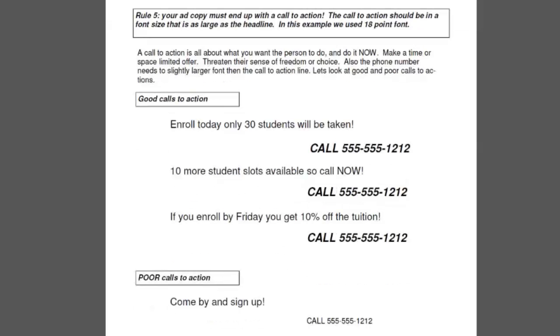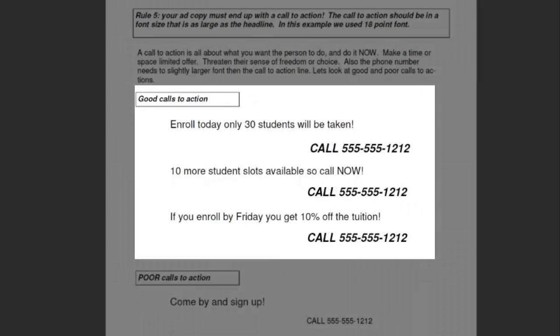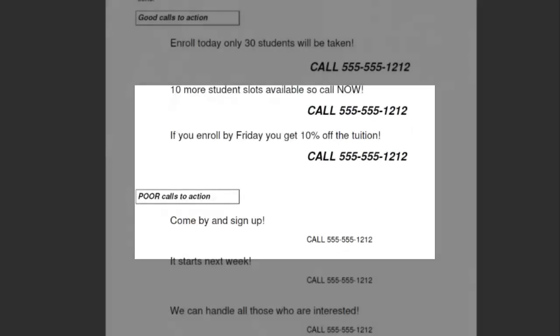Good calls to action: Enroll today, only 30 students will be taken. That's kind of a threat. You better do it now or you're going to miss out. 10 more student slots available, so call today. All of these force you into some kind of action. If you enroll today, you get 10% off your tuition. By Friday, you get 10% off your tuition. So these are all really good calls to action.